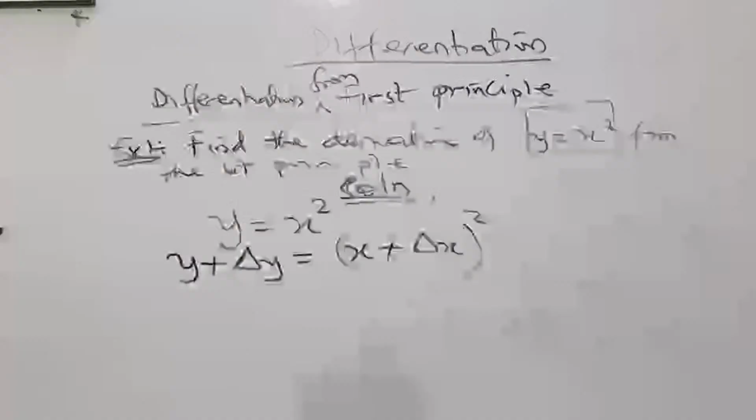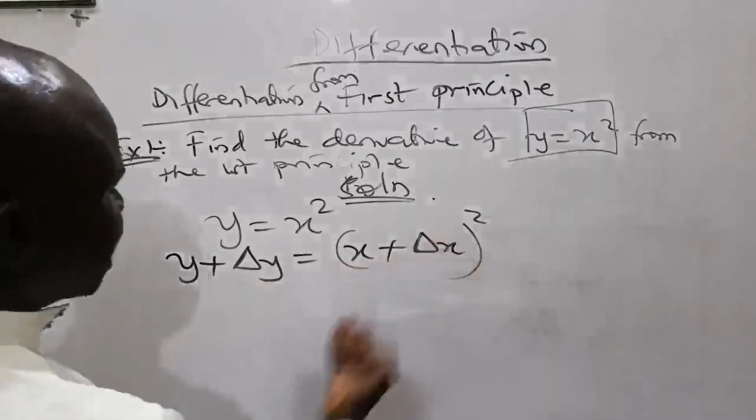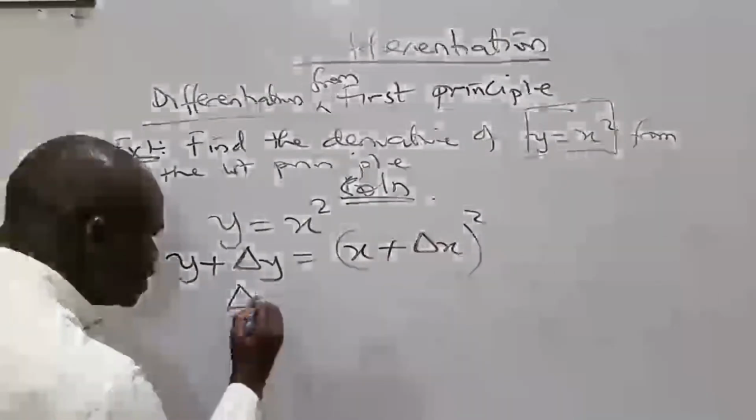That is the first step from the first principle. That is the first step you are going to do. So where you have y, you add delta y to it. Where you have x, you add delta x to it. So now make delta y the subject of the formula.